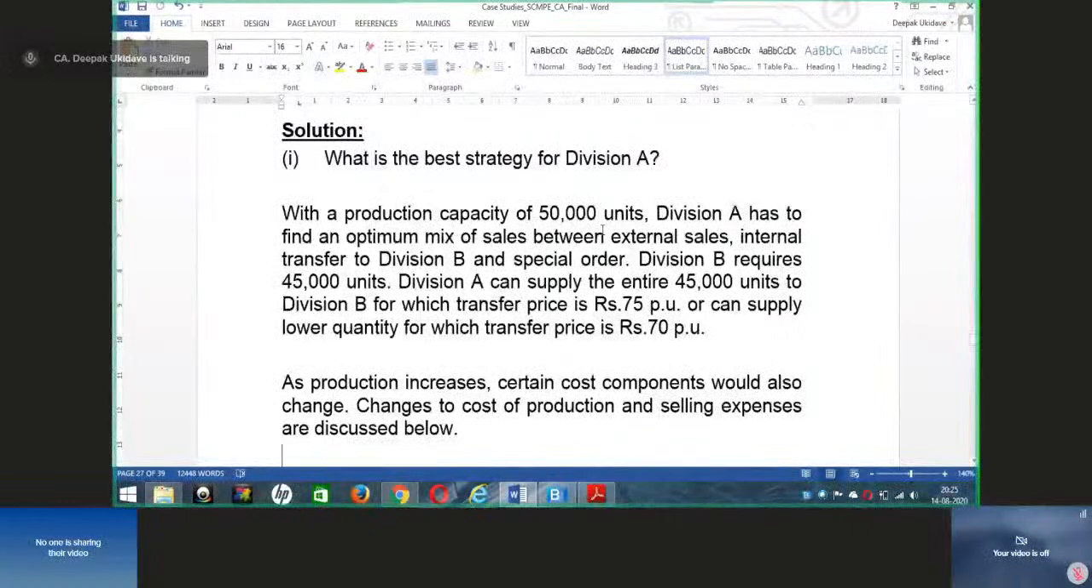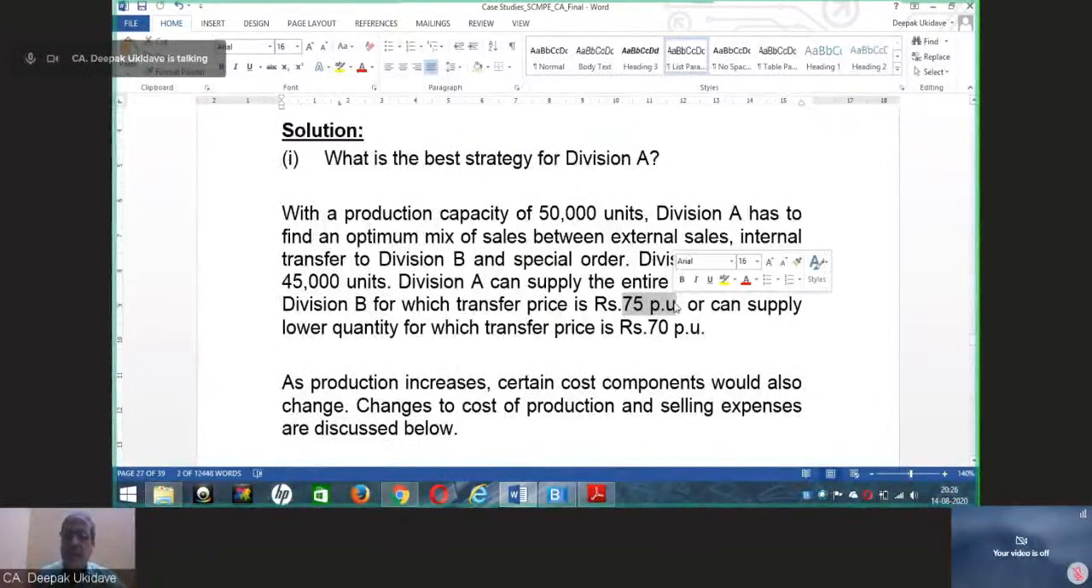With a production capacity of 50,000 units, division A has to find an optimum mix of sales between external sales, internal transfer to division B, and special order. So there are 3 parties waiting in the queue for division A. One is external sales, second is internal transfer to division B, and third is special order. Division B requires 45,000 units. Division A can supply the entire 45,000 units to division B, for which the transfer price is rupees 75 per unit, or it can supply a lower quantity, for which the transfer price is rupees 70 per unit. Both the scenarios are discussed very well.